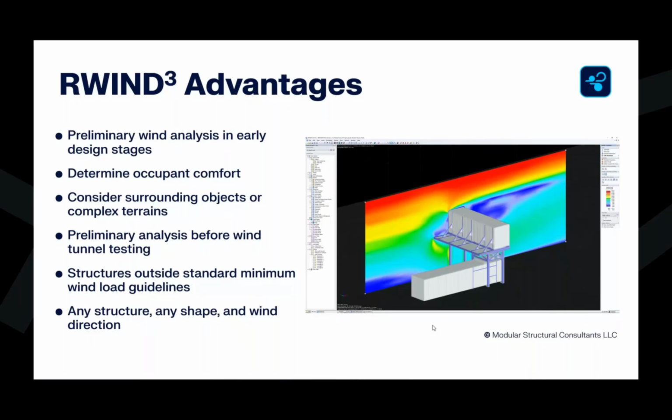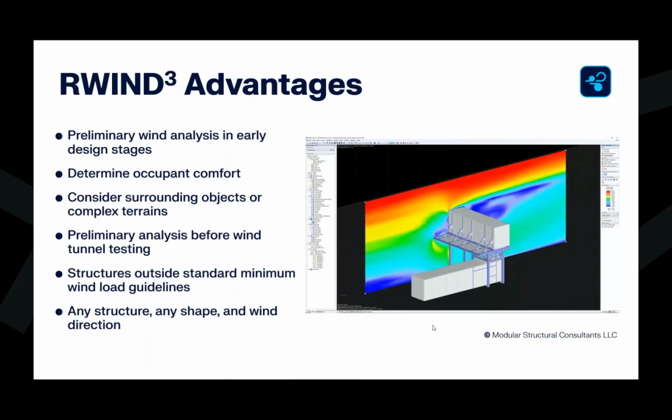So ultimately, we recommend something like RWIND for structures that are completely outside the standard minimum guidelines given from the ASCE 7 or the NBC. We would never recommend this program for a box type structure. The code is very clear on how to apply wind loads there. You could use the automatic wind load generator directly within RFEM 6 according to those codes.